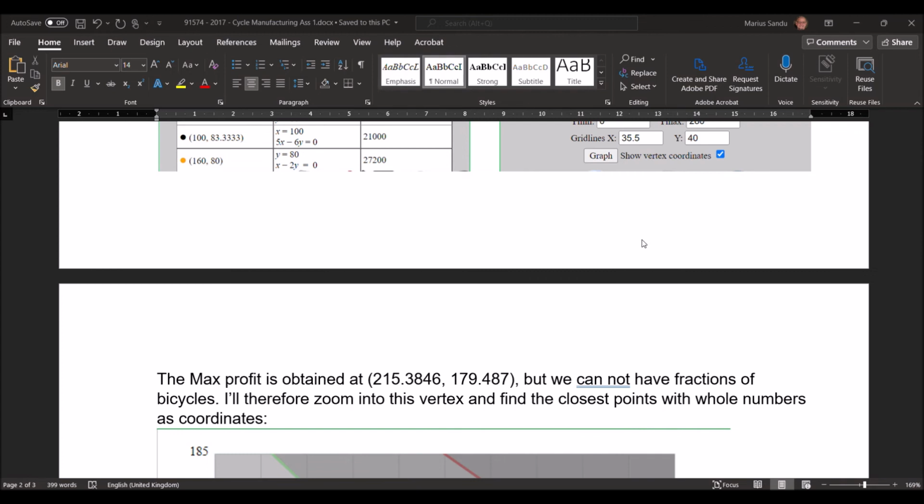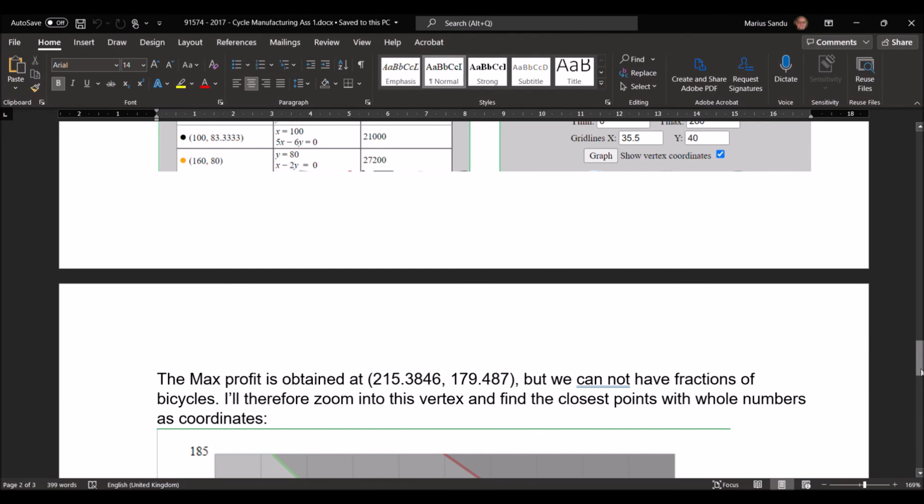All right, and I can see that the closest would be 215 and 179, this point here. Then I have 215 and 178 and 216 and 178. So these are the closest points, with whole numbers of bicycles inside the feasible region. All right, and now I go back to my document.